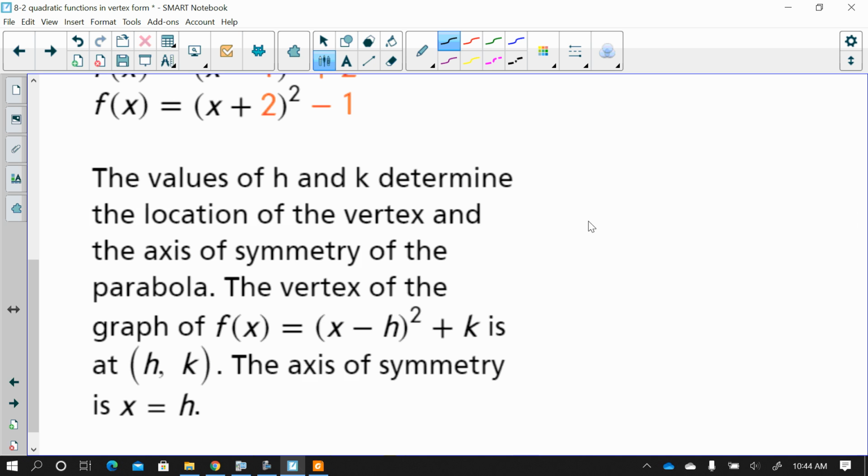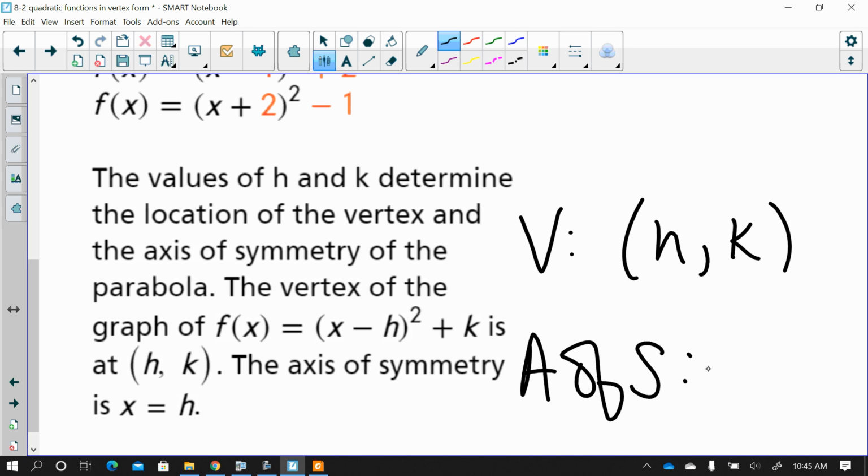Big thing to know: the values of h and k determine the location of the vertex and the axis of symmetry. The vertex is at the point (h, k). Big thing to remember, h is the opposite of what you see. And then the axis of symmetry, I abbreviate this A of S, is the equation x equals h, because we want that vertical line in there. Big thing to take away: the vertex is at the point (h, k), and our axis of symmetry is the equation x equals h.